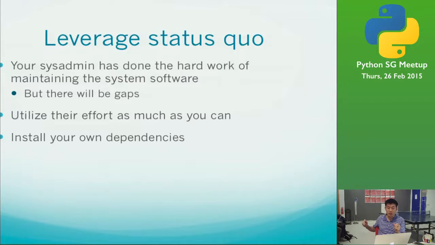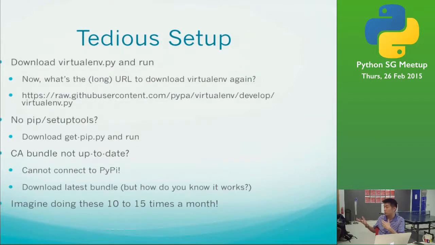So VirtualEnv. The setup itself is easier than download and compile, but it is still quite involved, because now, what's the URL again? Okay. I know you can't remember, I can't, right? And no pip, no setuptools, the CA bundle is not up to date, right? So you have to do all these things manually. You have to Google, search, and read up the instructions, and imagine doing this 10-15 times a month, or maybe a day. Not sure what you do there. Right, so it can get quite painful.